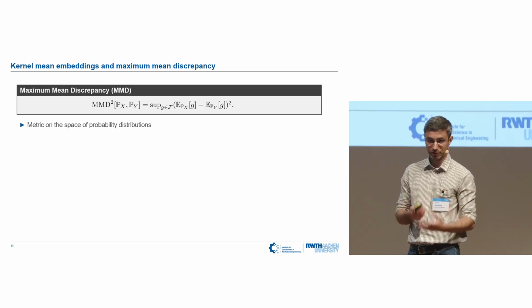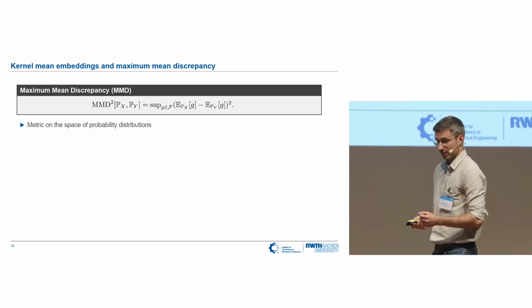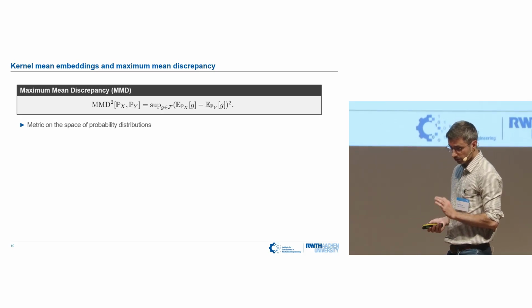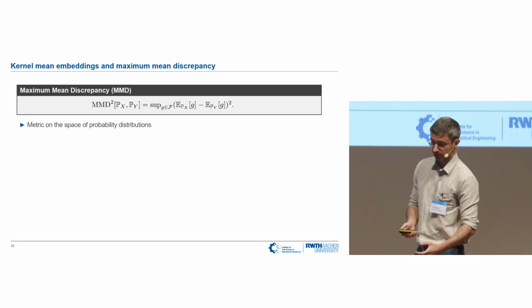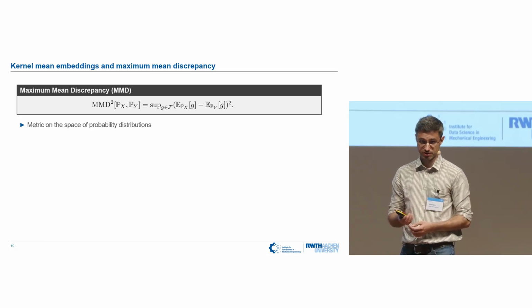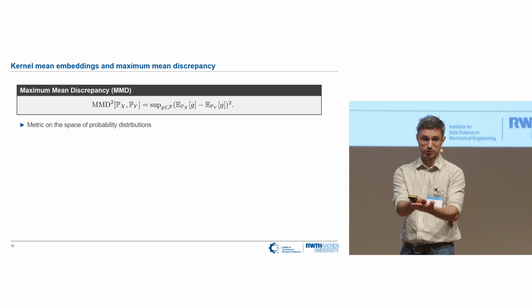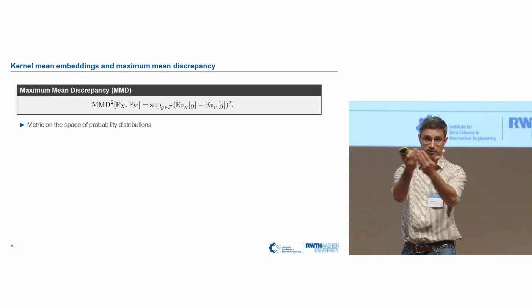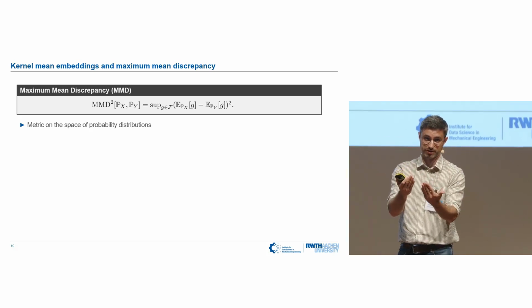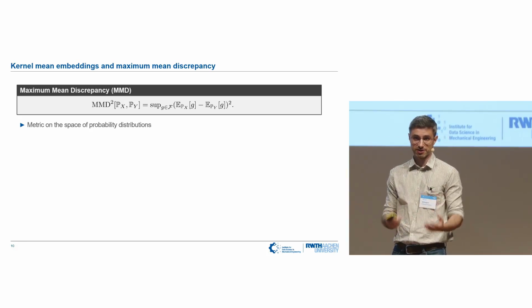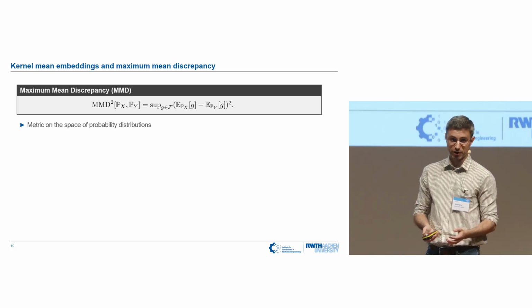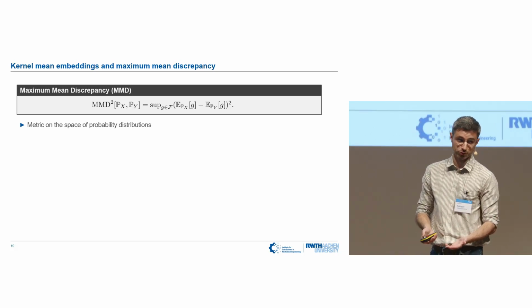And here I'm going to be a little bit more technical. And the core idea is this is a metric on the space of probability distributions. So it tells you how different two distributions are. If you think of two vectors, it's the distance between them. And of course, since these are infinite dimensional objects, this is hard to compute.